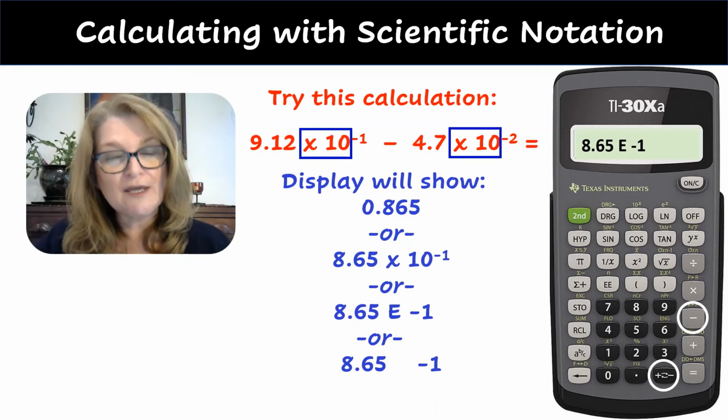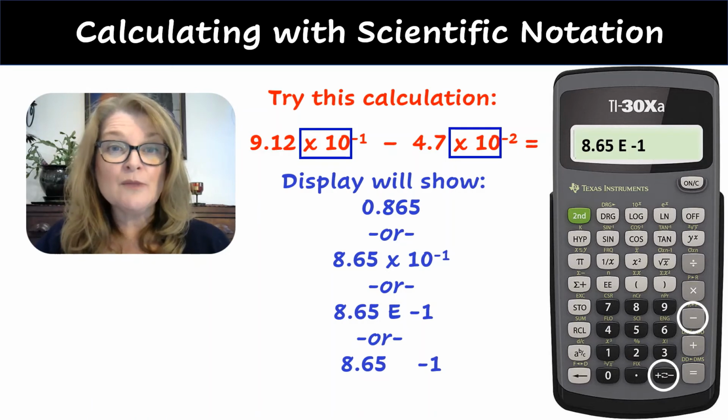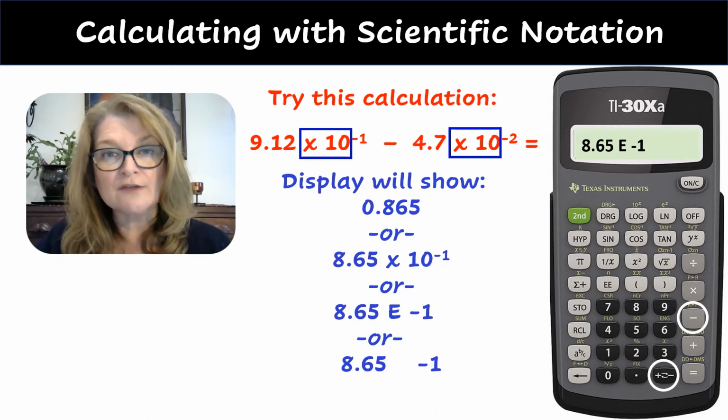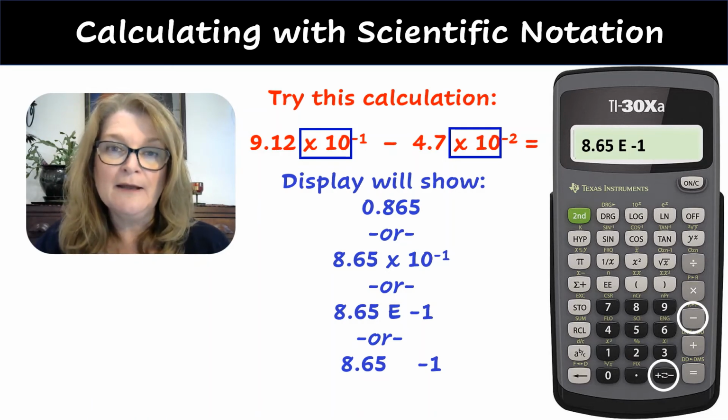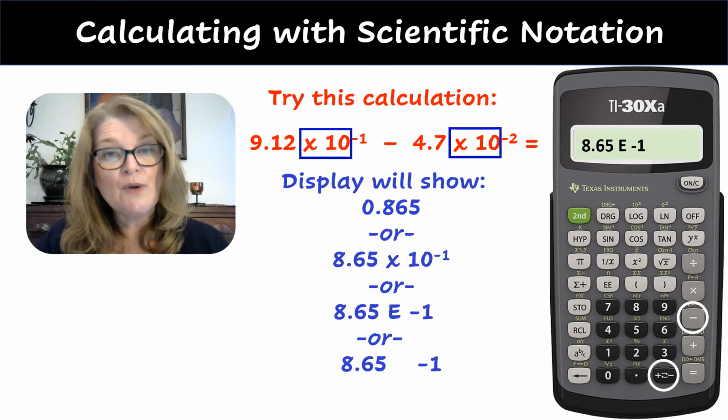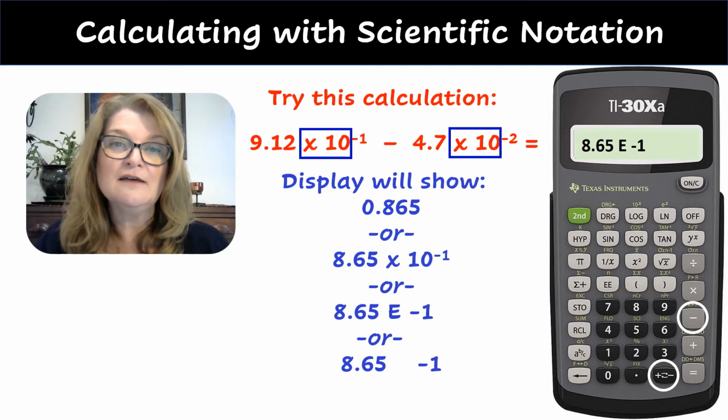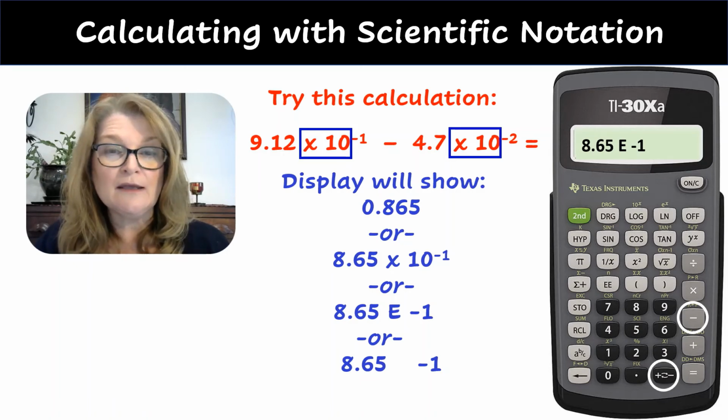Now, if you didn't get one of these answers, I recommend that you pause the video and you try to enter this into your calculator again. Some common pitfalls would be students might use the subtraction button in place of the minus sign button and get the wrong answer. Another common mistake is to hit the EE button, but then also type in times 10, so you're really adding the times 10 twice.